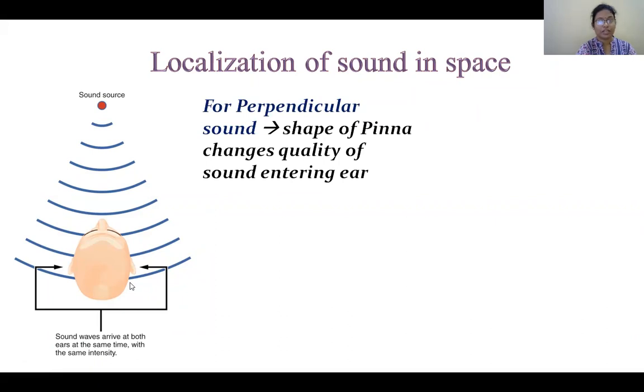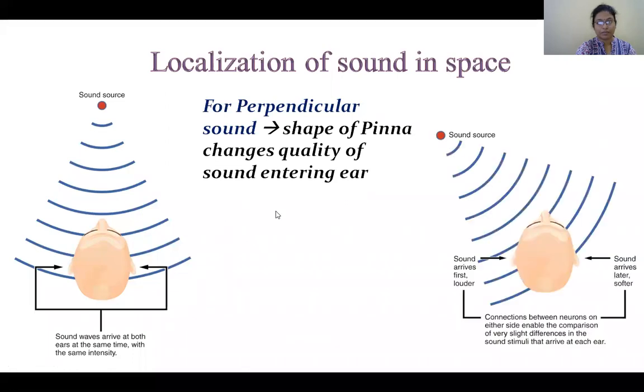So here the shape of the pinna will change the quality of sound entering, either from the back side or from the front. So this is how the pinna helps in determining whether the sound is coming from the back or from the front. So the shape of the pinna helps in this process.